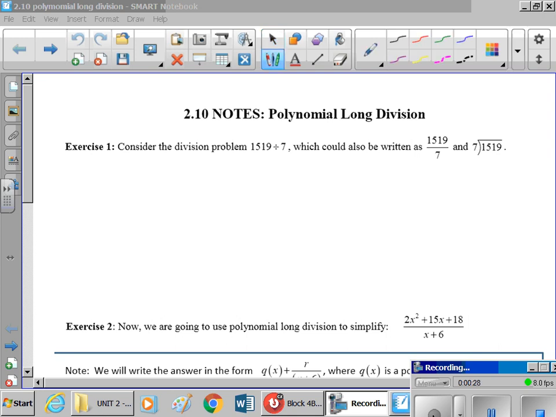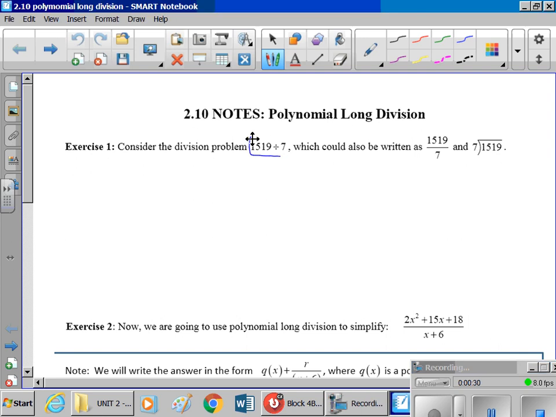So if you consider the problem 1,519 divided by 7, which is the same thing as 1519 divided by 7, and we're going to set it up as 7 divided into 1519. All right, so remember, when it has 1519, that means this goes on the inside, and the 7 goes on the outside, because that's what we're dividing by.